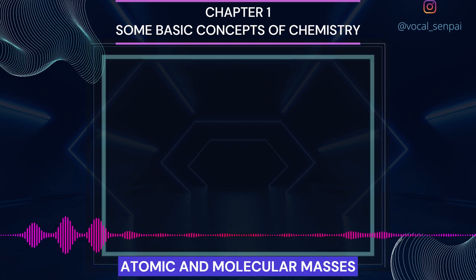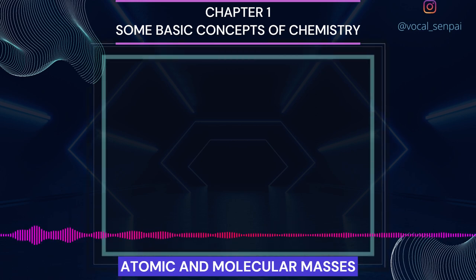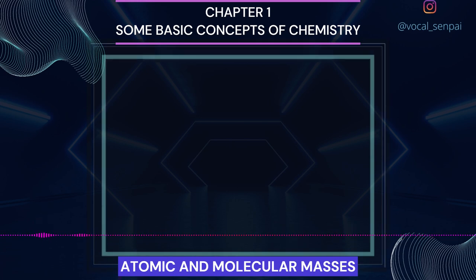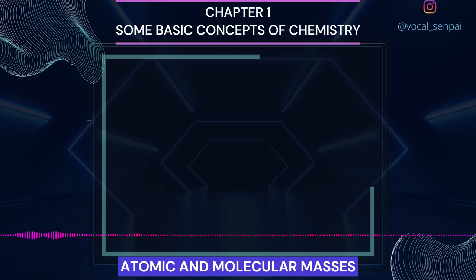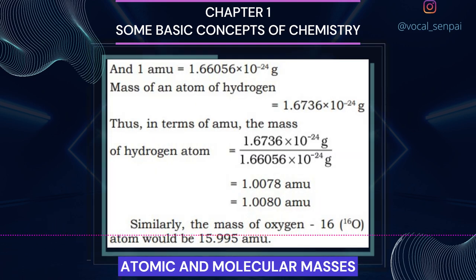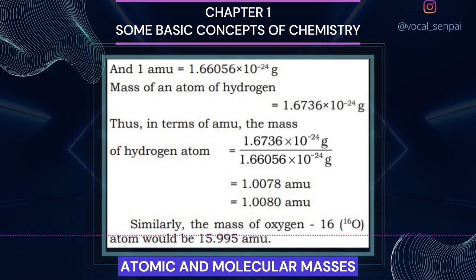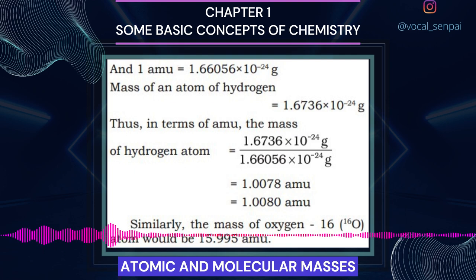However, the present system of atomic masses is based on carbon-12 as the standard and was agreed upon in 1961. Here, carbon-12 is one of the isotopes of carbon and can be represented as 12C. In this system, 12C is assigned a mass of exactly 12 atomic mass unit (amu), and masses of all other atoms are given relative to this standard.